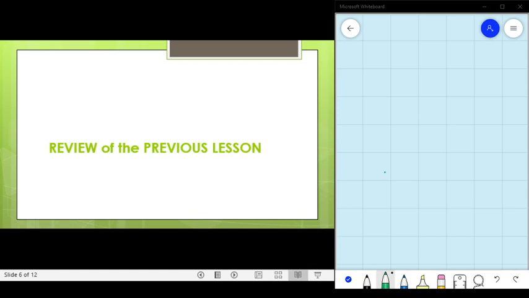Okay, so let us first review our previous lesson. Let us recall that in lesson 1, it showed how limits can be determined through either a table of values or a graph of a function. You might ask, is it always necessary to construct a table or graph the function in order to determine a limit?